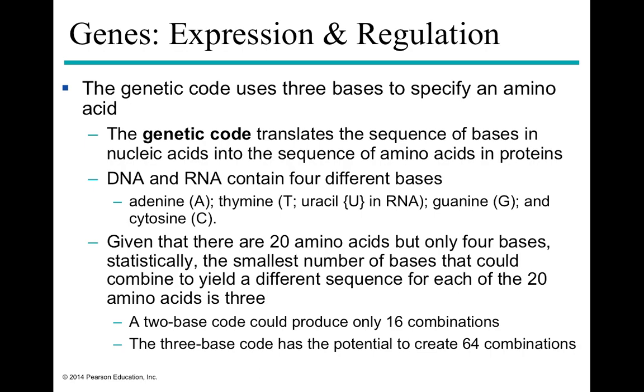So again, DNA and RNA have 4 different bases. They have A, T, C, and G for DNA; A, U, C, and G for RNA. And we have 20 amino acids, but we have only 4 bases, right? So statistically, the smallest number of bases that could combine to yield a different sequence for each of the 20 is 3, because 2 bases only produce 16. But that's interesting because 3 bases create 64 combinations, and we only have 20 amino acids. So that allows for a little bit of overlap in this system.